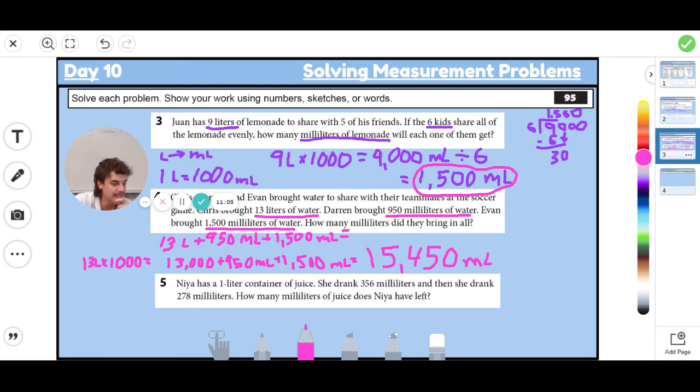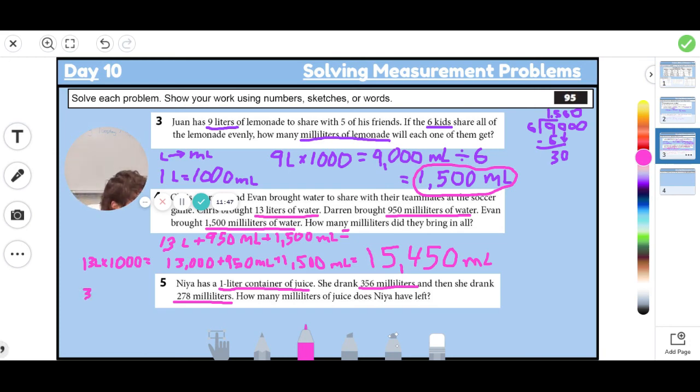Nia has a 1 liter container of juice. She drank 356 milliliters, and then she drank 278 milliliters. How many milliliters of juice does Nia have left? Okay, so if she drank this amount, 356 milliliters and 278 milliliters, I'm thinking in my head, I could probably add those together before we get into it. So let's add 356 plus 278.